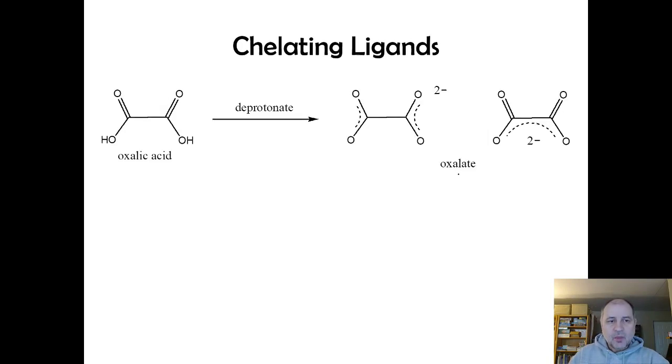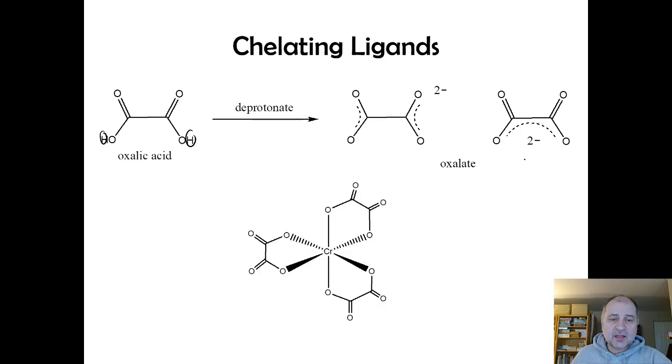Other examples of chelating ligands: oxalic acid. If you deprotonate that, now it's dianionic. Of course, it will coordinate. Here I have a chromium complex that has the oxalate ligand. It's a great chelating ligand, and this can also have lambda and delta isomers. So oxalate as a ligand, oxalato.